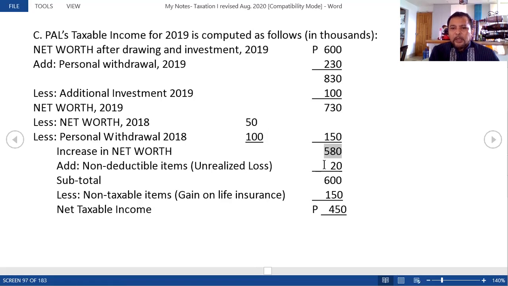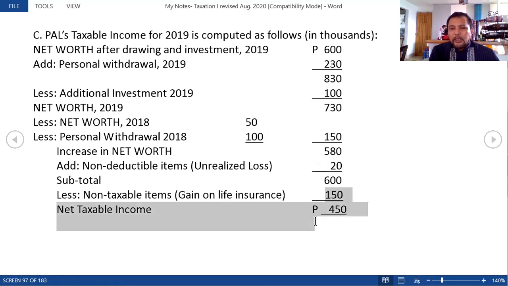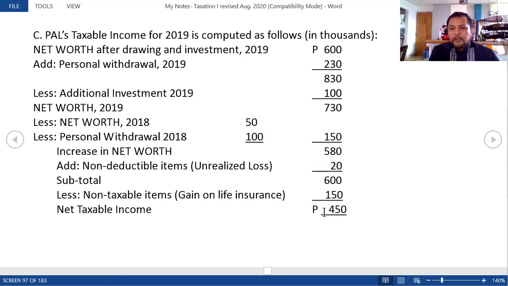Deduct the non-deductible items, which is the loss. And then you minus the non-taxable items, which is the gain in life insurance. And the answer is 450,000 pesos. Now, using the net worth formula, you can arrive at the net taxable income.